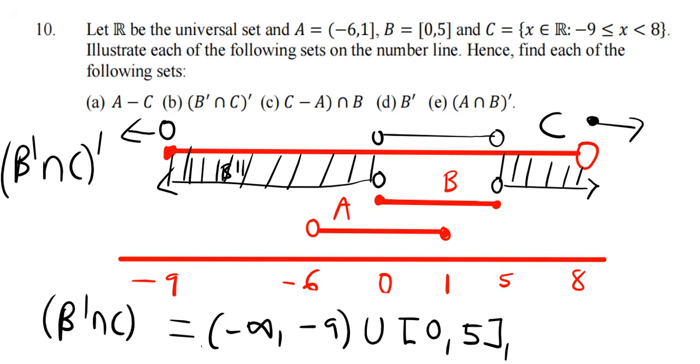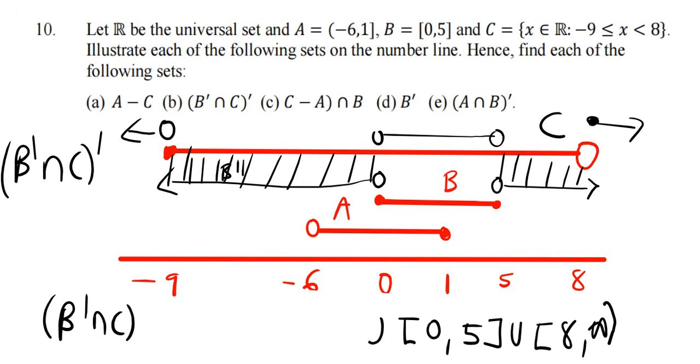Then what other thing do we have? We are going to say union. Now 8 is not part of C, so it's going to be part of the complement, 8. Then you're moving all the way to positive infinity. So basically this is how you're going to solve this one.